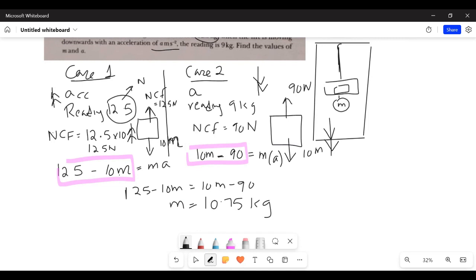1.623 is coming. Okay. Acceleration should be 1.63 meters per second square. I hope the others also got the same answer. That's all from normal contact force. I think we should conclude the mechanics lesson here.